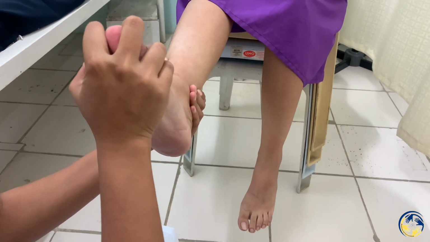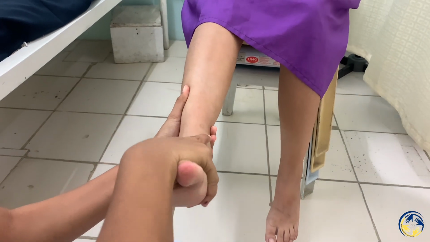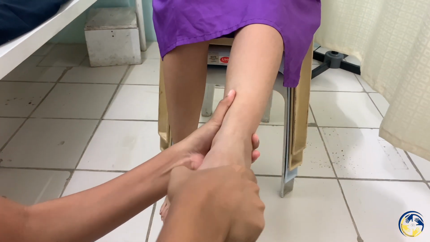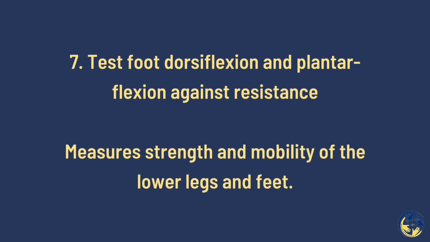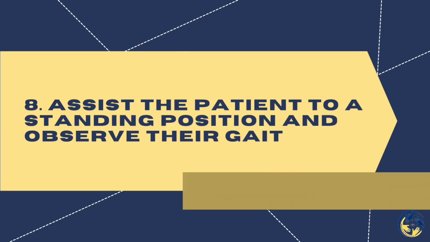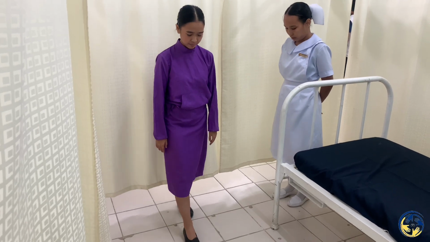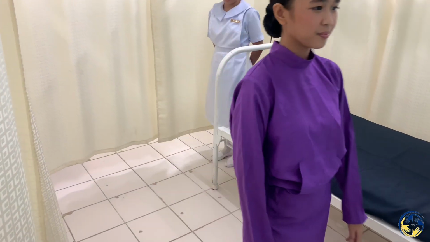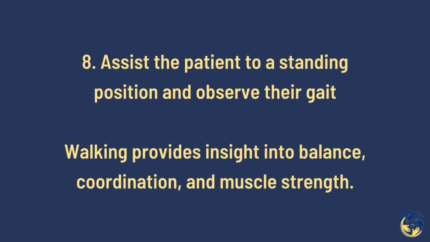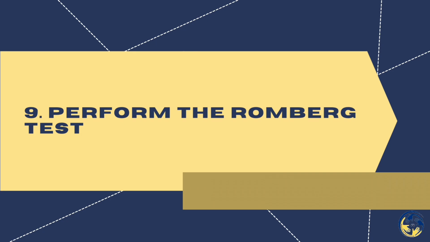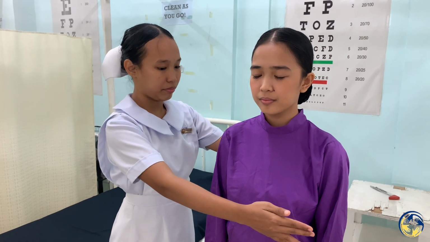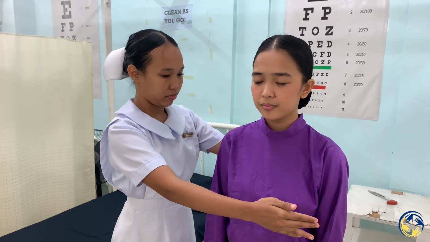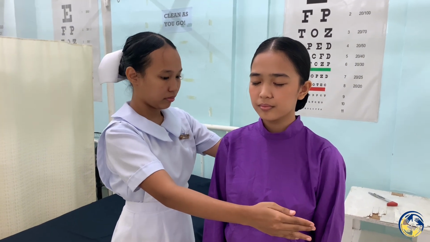Test foot dorsiflexion and plantar flexion against resistance. It measures strength and mobility of the lower legs and feet. Assist the patient to a standing position and observe their gait. Walking provides insight into balance, coordination, and muscle strength. Perform the Romberg test. Observing swaying with eyes closed assesses balance and coordination.